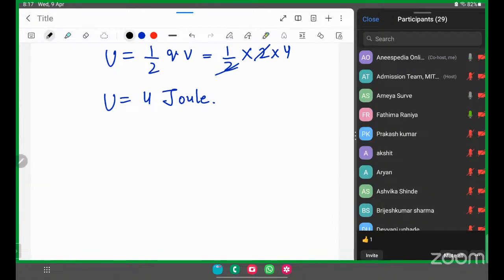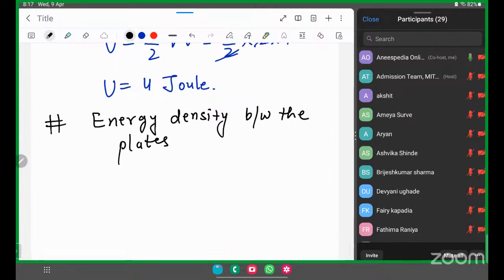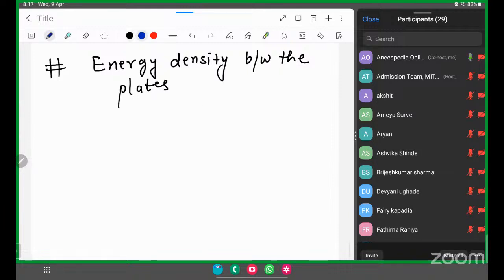One last formula is energy density. Energy density between the plates will be given by energy density U is equal to overall energy divided by volume, and this will be 1 by 2 epsilon naught E square, which means if we know the magnitude of electric field, we can know the energy density.